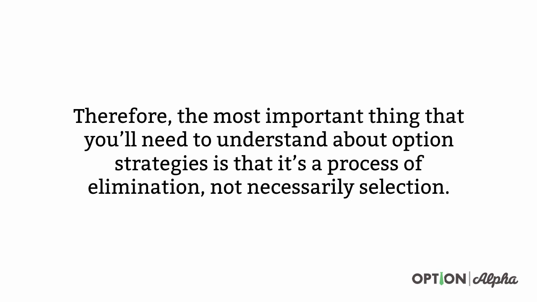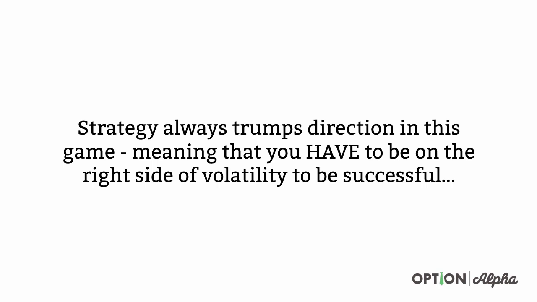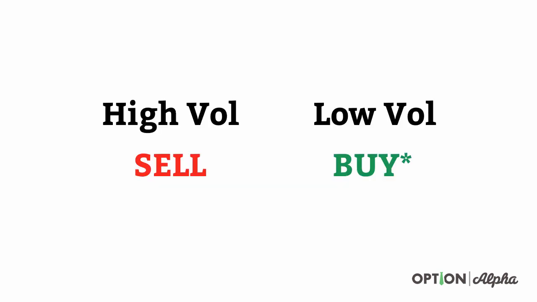Therefore, the most important thing to understand about option strategies is that it's a process of elimination, not necessarily of selection. Strategy always trumps direction in this game, meaning you have to be on the right side of volatility to be successful. Here's how it breaks down at the first level, and then we'll get a little deeper into how you can choose the right strategy.